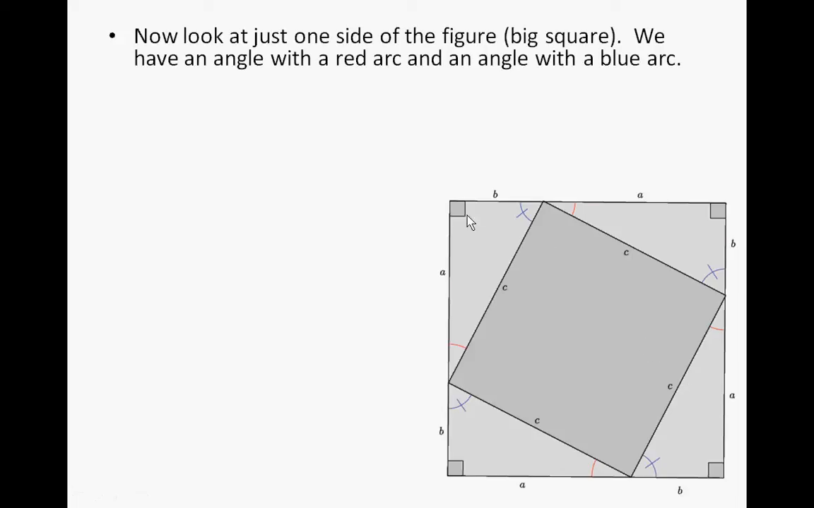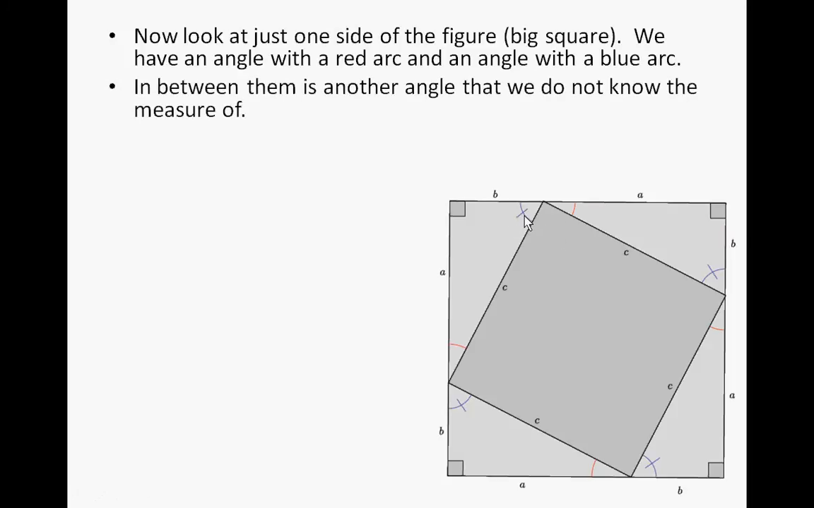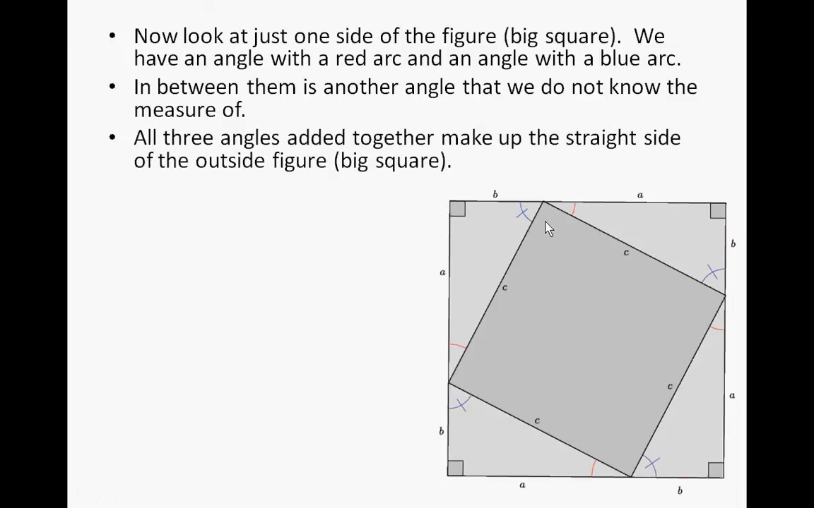Now let's just take a look at one side. We'll take the top side here. Okay? We have an angle with a red arc. We have an angle with a blue arc. In between the red and the blue arc here, we have another angle. We don't know the measure of this angle. However, if I add all three of these angles up, they need to equal a straight angle, which is also the side of the big square, the outside square.